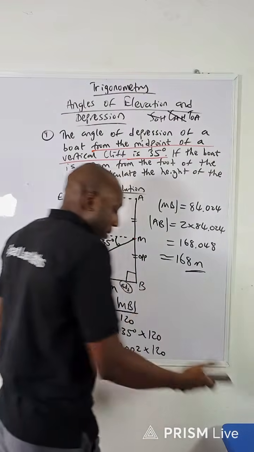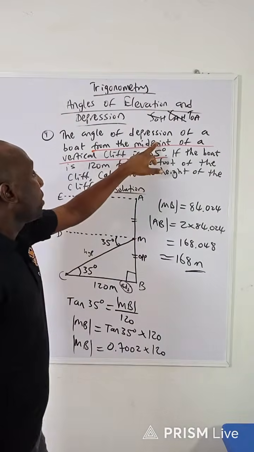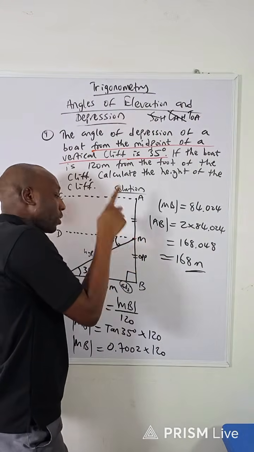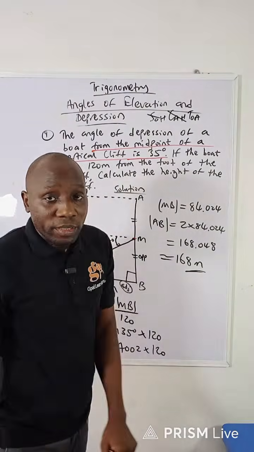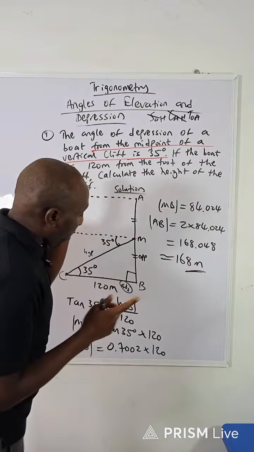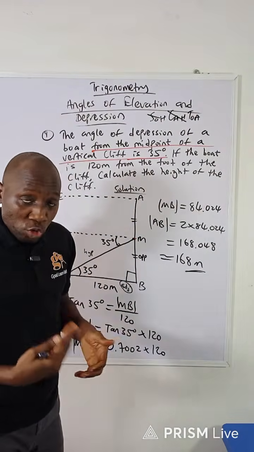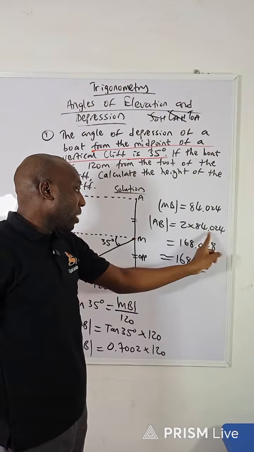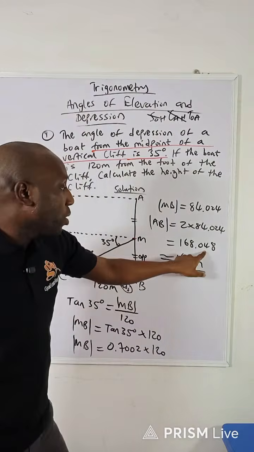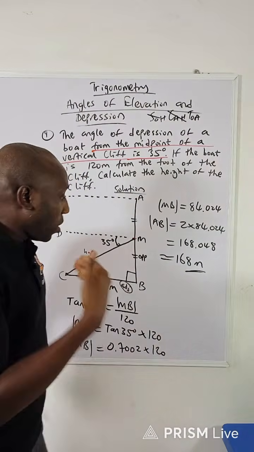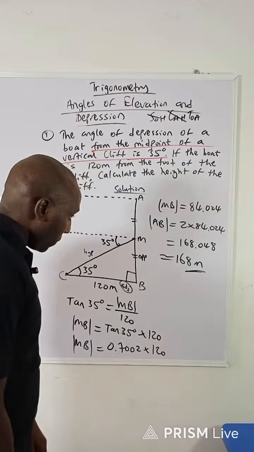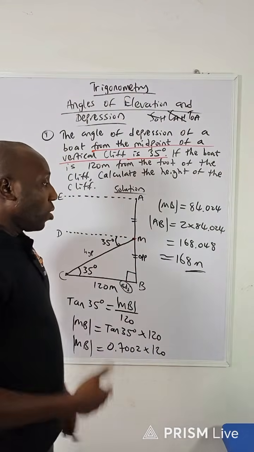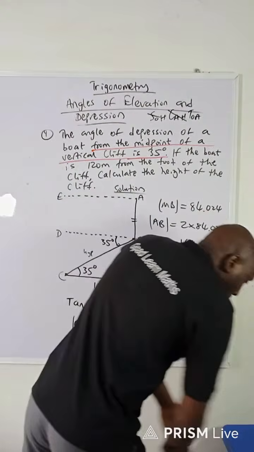This is the answer I got. Just like we're told, the midpoint of a vertical cliff, that's where I labeled M. Yes, that's the midpoint, the middle of the cliff. And when I was able to get MB, I just multiplied by 2 because we need to get AB, which is the height of the cliff. See what I did here? 2 times this, and I got 168.048, but I approximated to a whole number, which gave me 168 meters. Or you can just say 168.05 if you want to round it to 2 decimal places. I hope this is clear, people. I hope everything is okay.